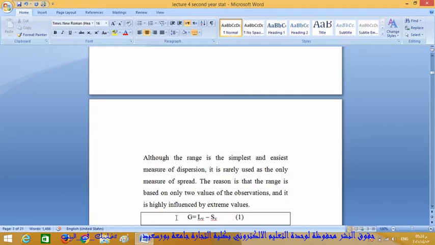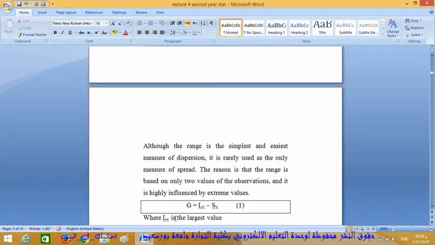Okay, this is the formula for computing the range. Range equals LV minus SV, where LV is the largest value in the data set and SV is the smallest value of the data set. So the range depends only on two values, the largest one and the smallest one.